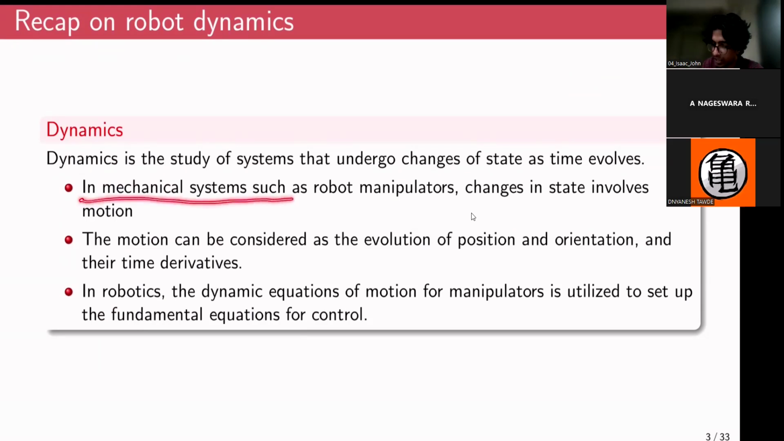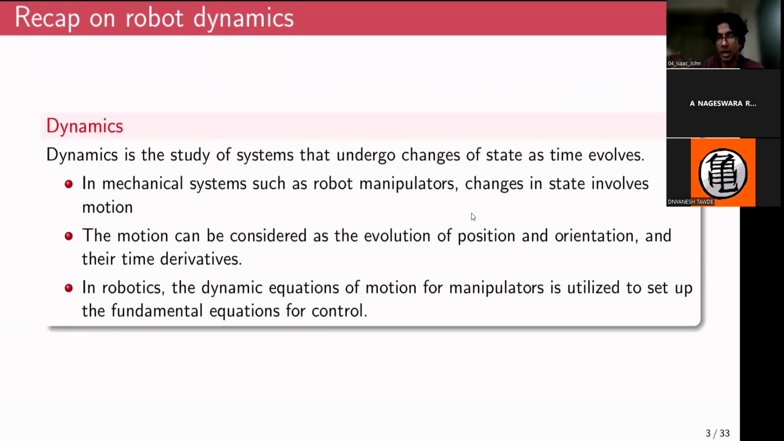In mechanical systems such as robot manipulators, the change of state involves motion. So the external effects would cause the robotic manipulator to change from one configuration to another configuration through a series of intermediate positions. So in robotic manipulators, we associate the change of state with the change of motion of the manipulator itself.